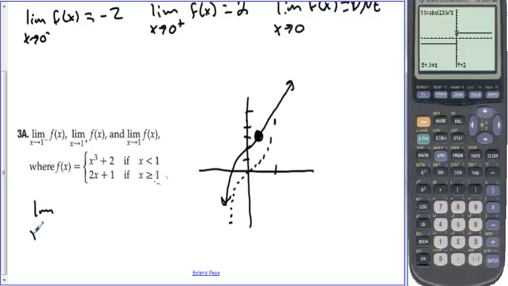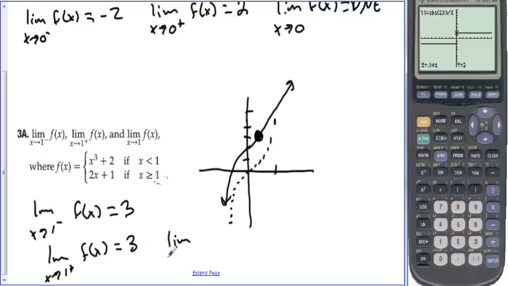The limit as x approaches 1 from the left of f of x is equal to 3. And the limit as x approaches 1 from the right of f of x is equal to 3 as well. They both approach 3 from both sides. So then we can say that the limit as x approaches 1, just in general, of f of x is equal to 3.